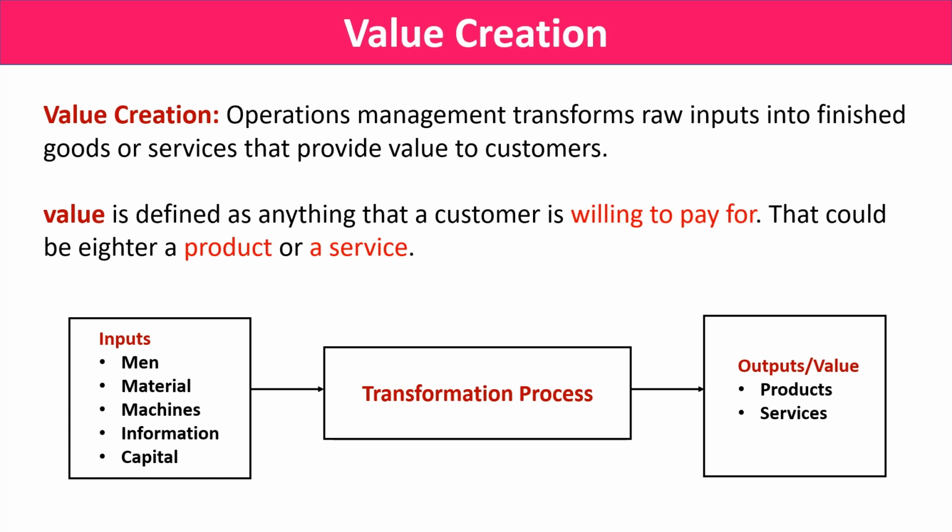This diagram clearly shows the transformation of inputs into valuable outputs. Let us discuss. First, the inputs. These are the starting point where resources like men, materials, money, and technology are gathered. Second is the transformation process. In this step, inputs go through various processes that transform them into finished products or services. And the third is the outputs. These are the final products or services provided to the customers.